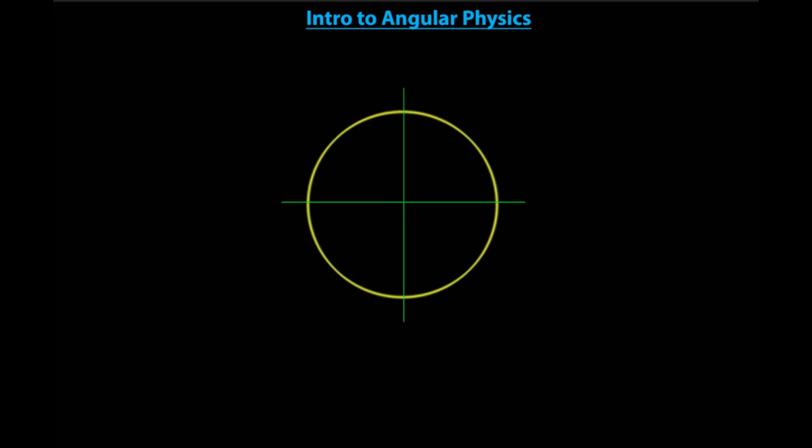Today we're going to start talking about angular physics. And in this video, I'm going to introduce two things. The first is going to be a unit that you're going to be using constantly. And second, I'm going to introduce three equations that are going to be extremely important when it comes to angular physics. But before any of that, I need to bring up an old friend, and that is the unit circle.